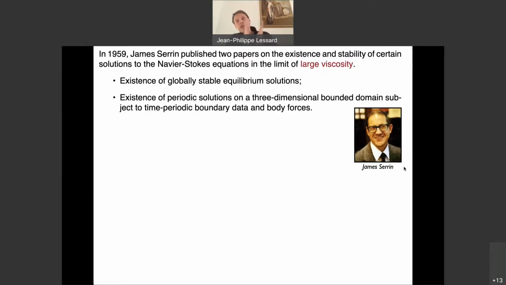But in the limit of large viscosity, when you are in a very thick fluid, which doesn't necessarily want to move so easily, like honey, what he did was prove existence of globally stable equilibrium solutions. He also showed the existence of periodic solutions on a three-dimensional bounded domain subject to time periodic boundary data and body forces. Very important to realize that he proved the existence of periodic solutions, but there was some time periodic boundary data or body forces. You can think of this as an external forcing term, which is periodic, and that forces the existence of a periodic solution, in the limit of large viscosity.